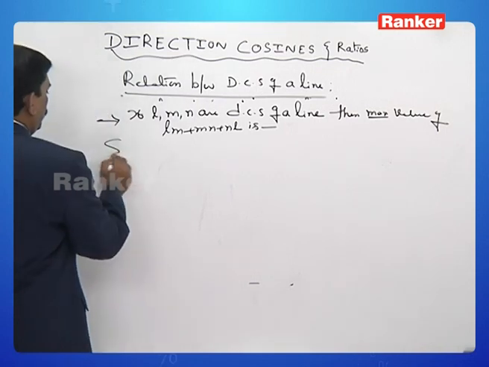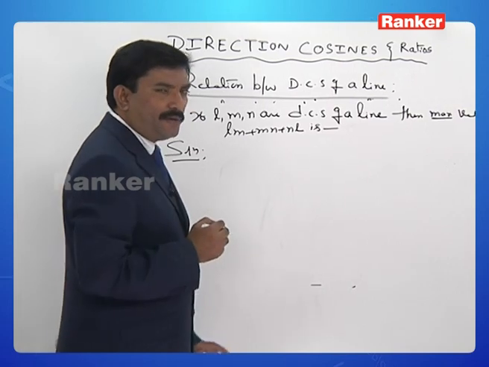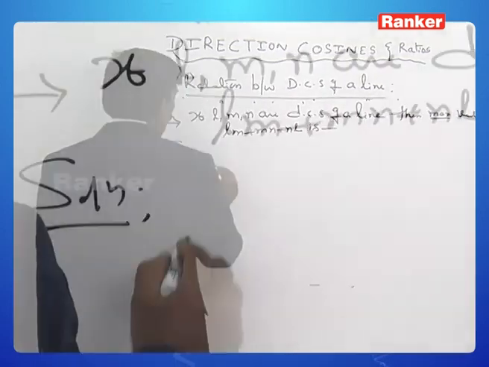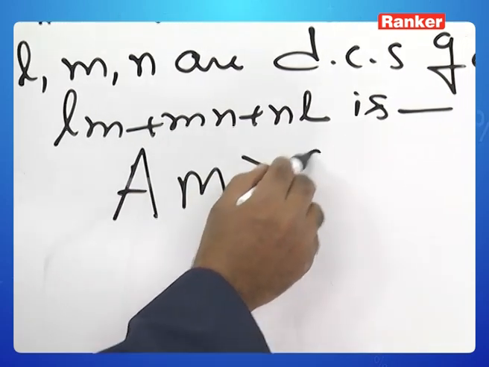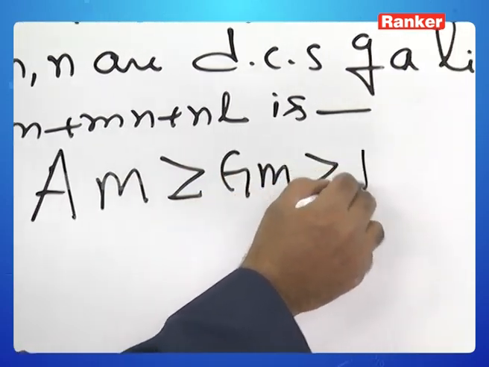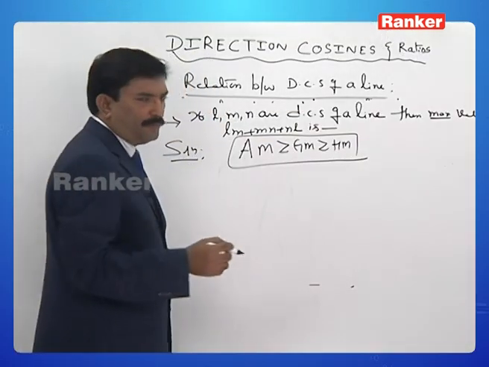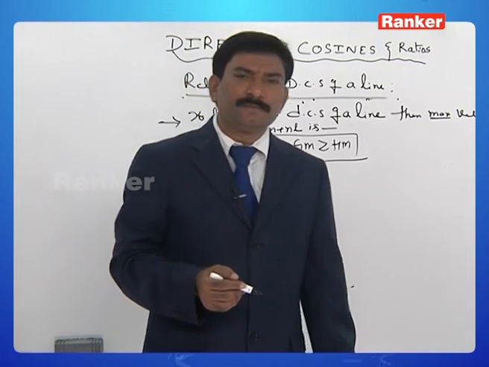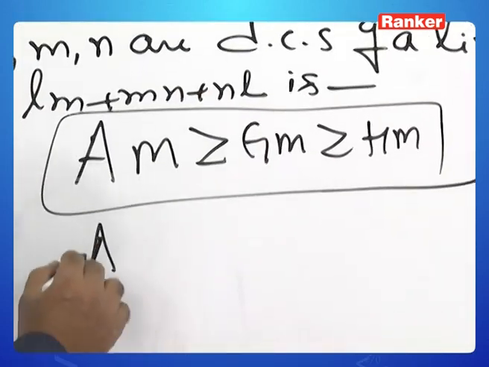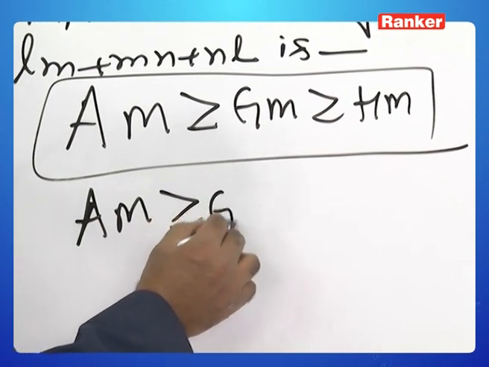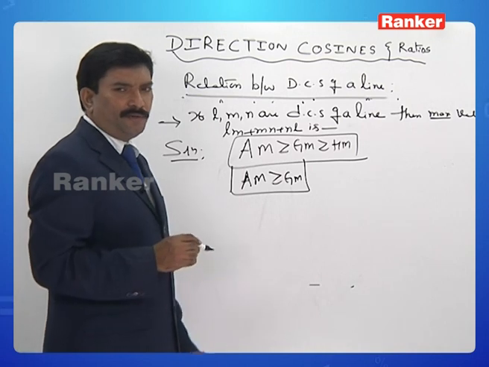Look, for this one, we know that AM is always greater than or equal to GM is greater than or equal to HM in progressions. But for this context, I take only AM is greater than or equal to GM.